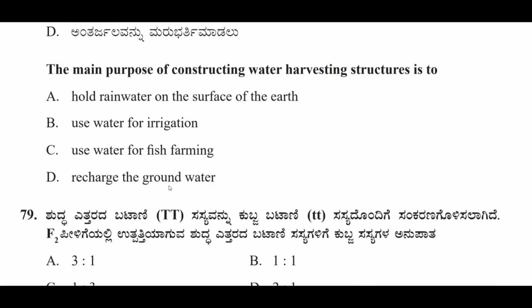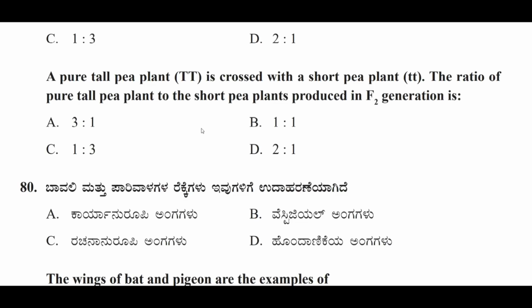Next question, the main purpose of constructing water harvesting structures is to use the water for irrigation. Therefore, the correct answer is option B, use water for irrigation.